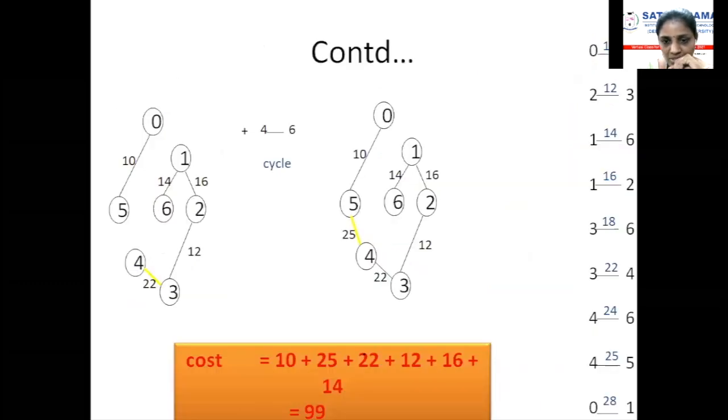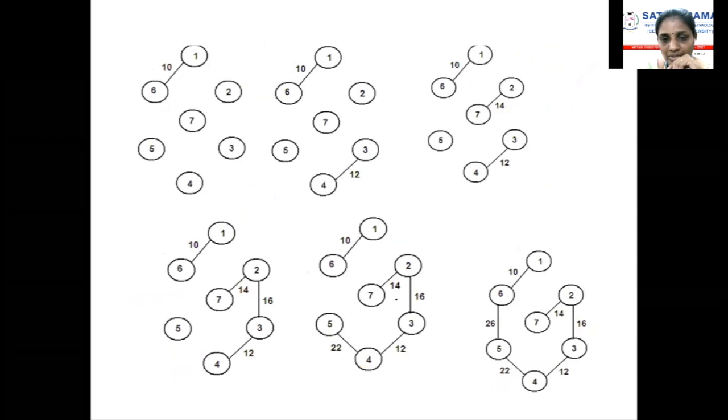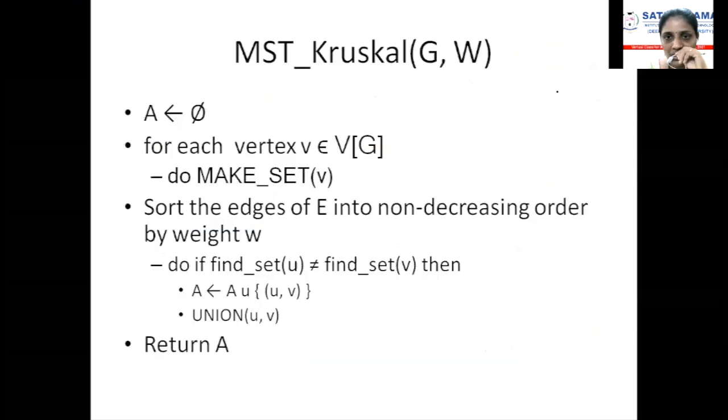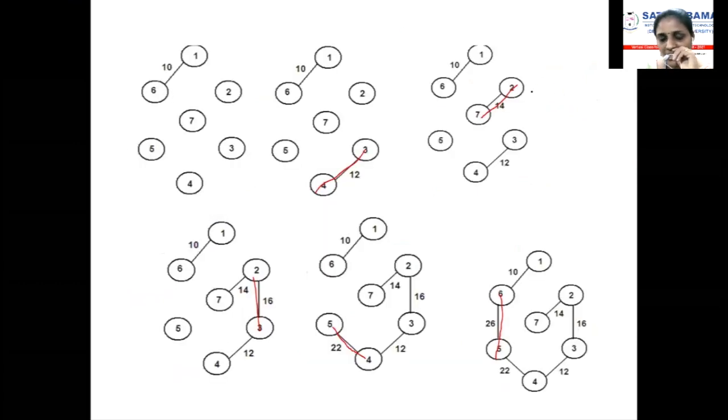Okay, so this is what we have tried to find out. See here, we selected 10 first, then we selected 12, then we selected 14, all individual lines. Then we selected 16, but it is not forming a cycle. Then we selected 5 comma 4, and then we selected 5 comma 6. Now you have to add up all these costs together, and that cost has to be the minimum cost value.